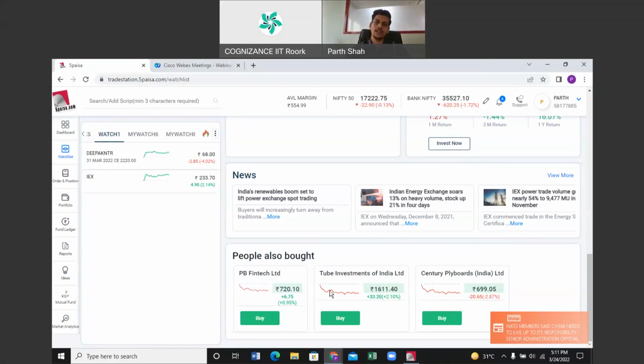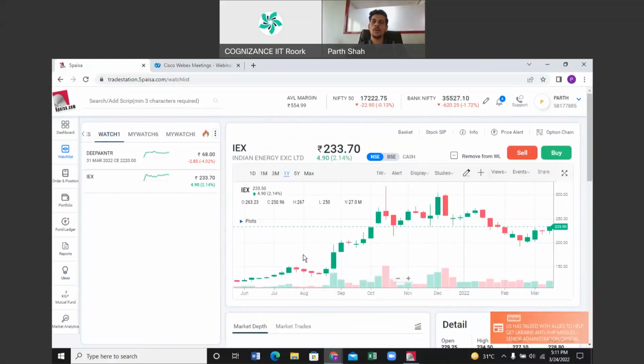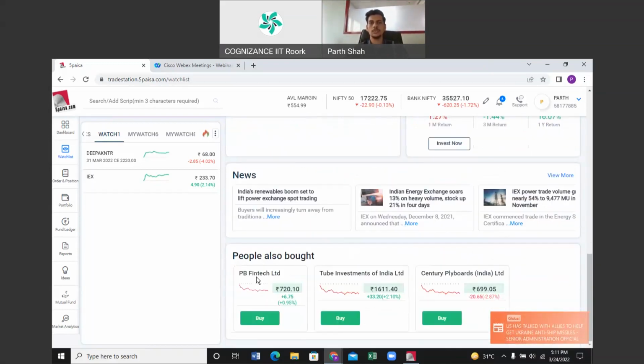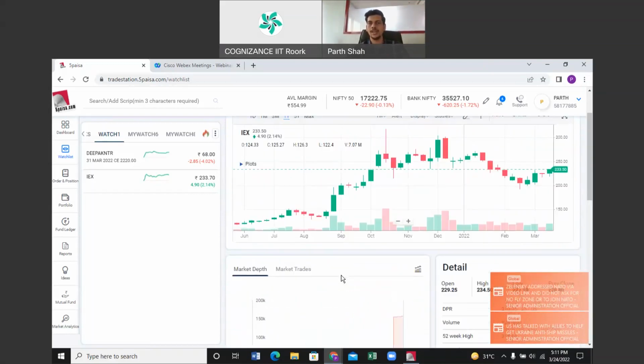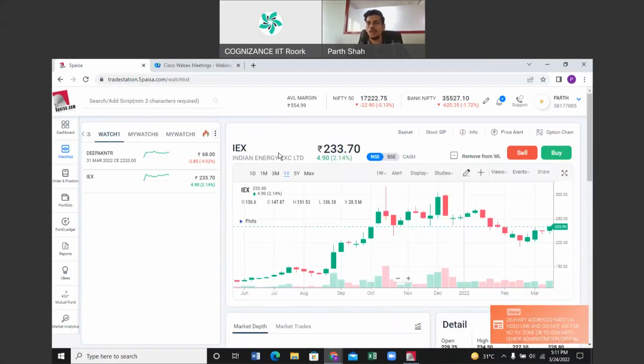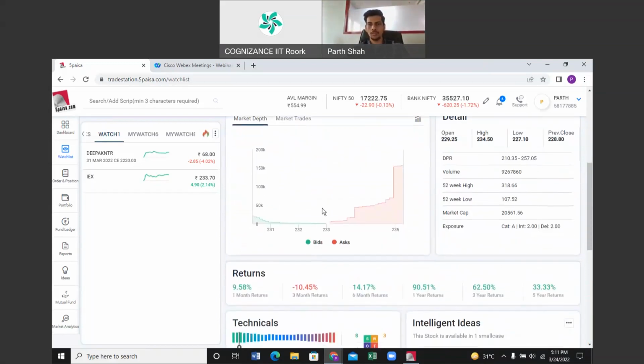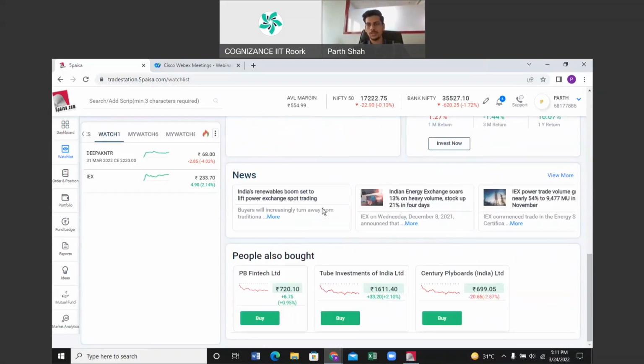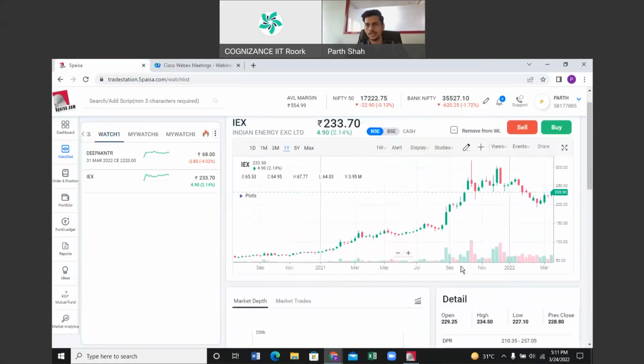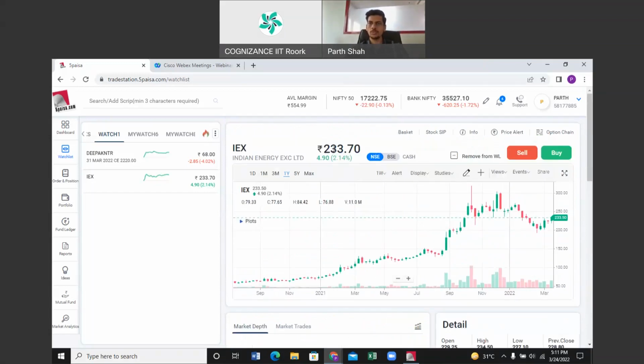And you have the similar kind of stocks that the people who have bought this have bought. This is our own intelligence which is built in house, where we analyze what other shares those people who have bought Indian Energy Exchange have bought. Those people have bought PB Fintech or Tube Investment or Century Plywoods, any such shares. So that is one part of it.